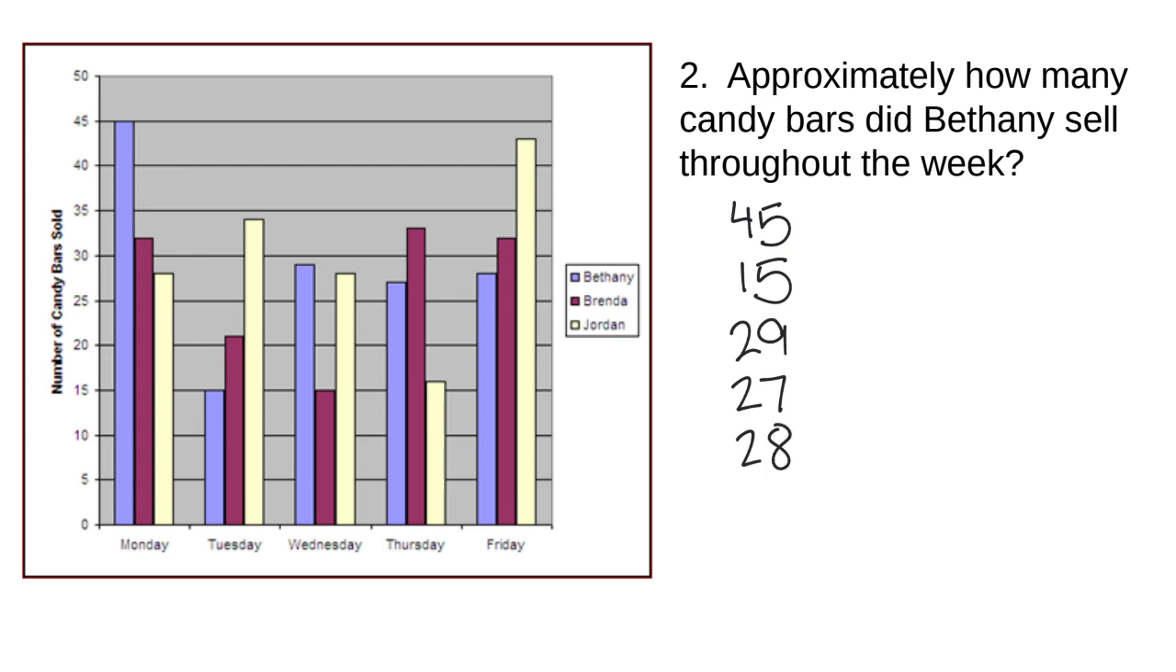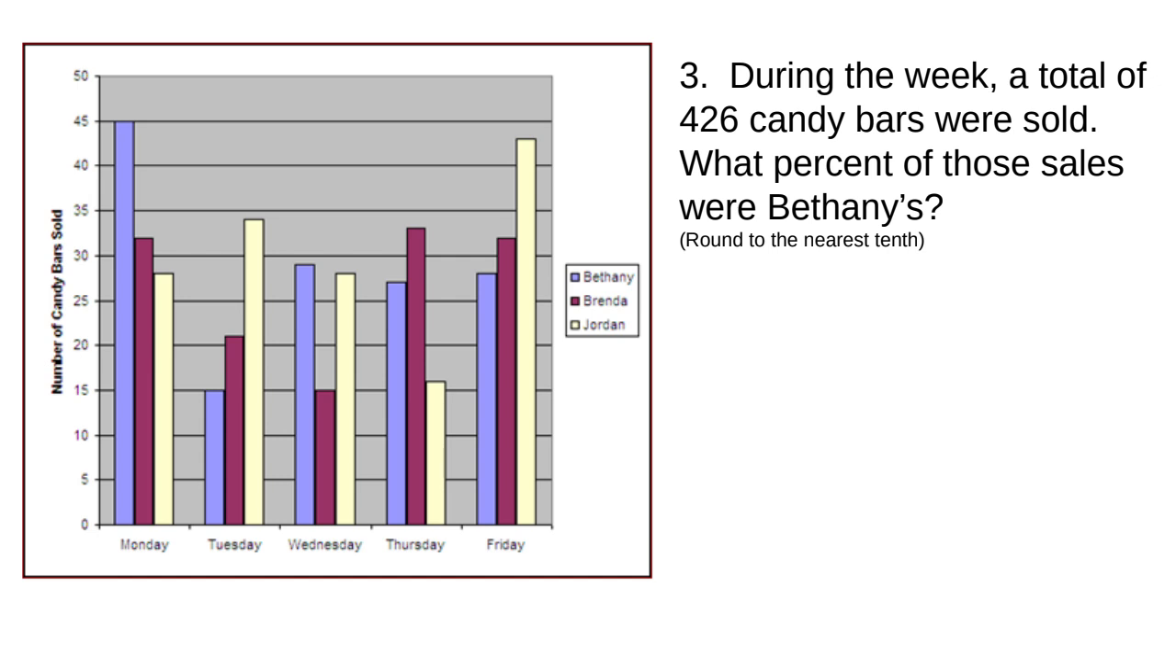So throughout the week, that's how many she sold each day, and we're looking for that total. So we're going to add all those up, and we're getting 144 candy bars throughout the 5 days of that week.